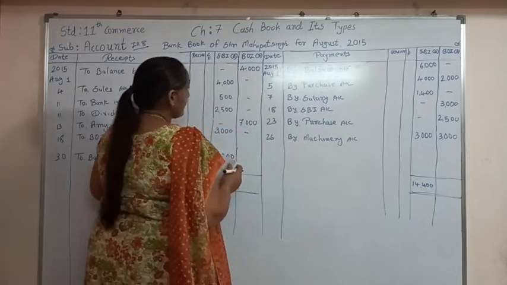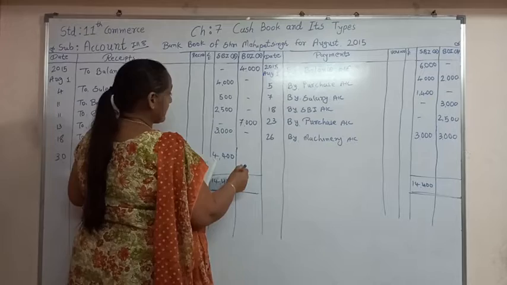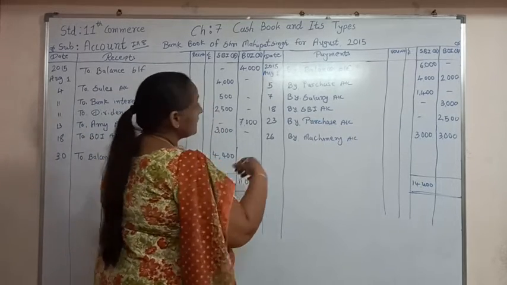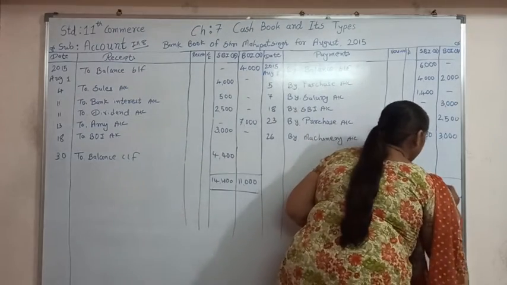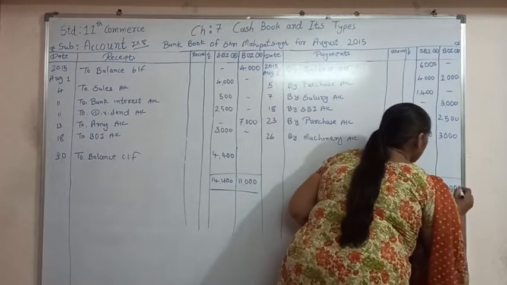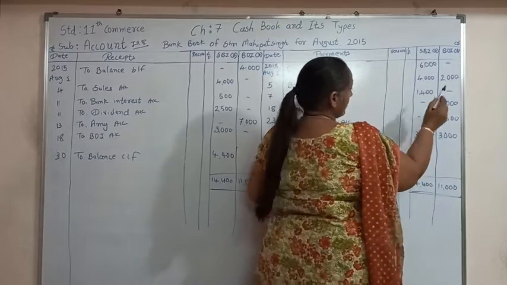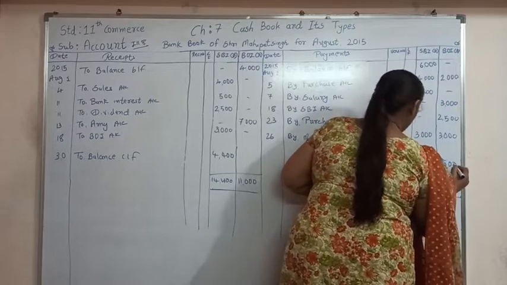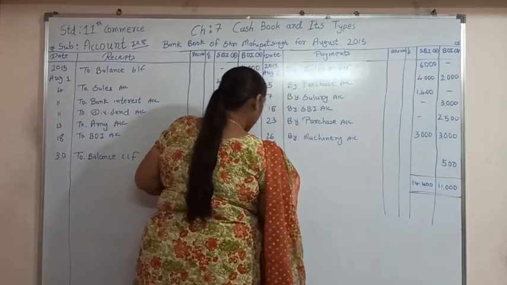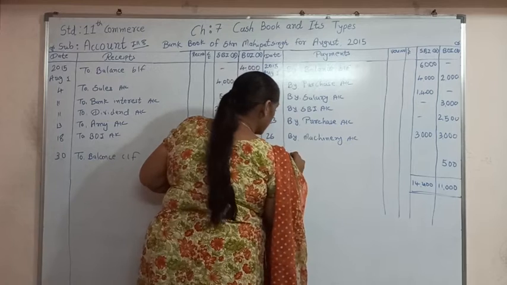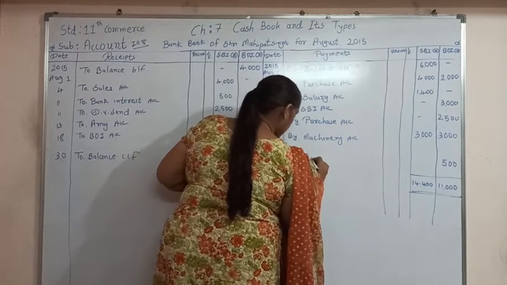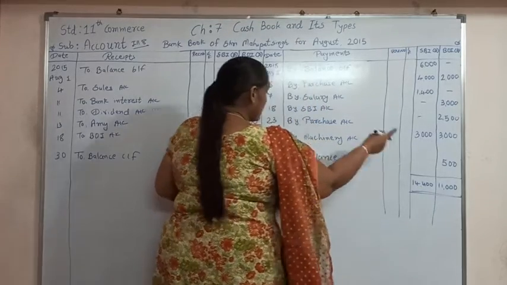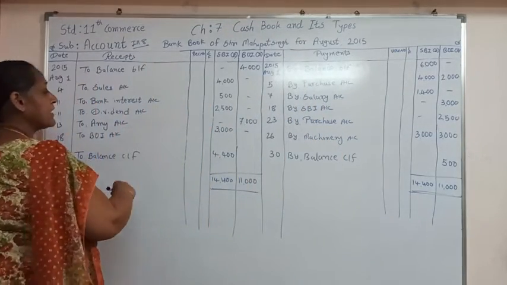So BOI, we can see that the total of the debit side is more. Then we are going to write down 11,000, and that 11,000 we are going to take to the credit side. From 11,000, if we deduct 2,000, 3,000, 2,500 and 3,000, balance will be 500, and this 500 is a bank balance. So here we are going to write down by balance carried forward. This balance will be on the debit side of next month.